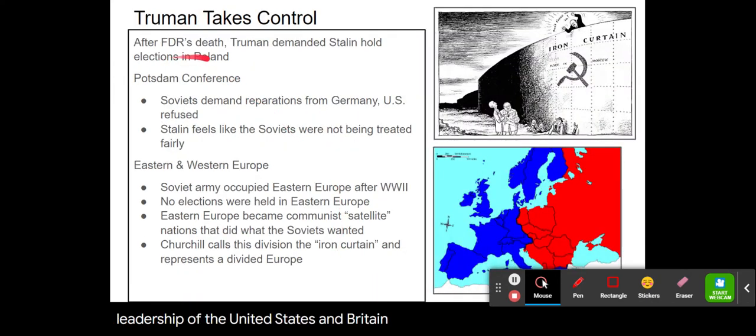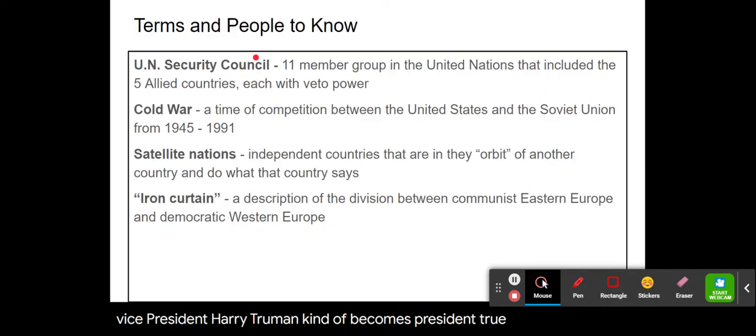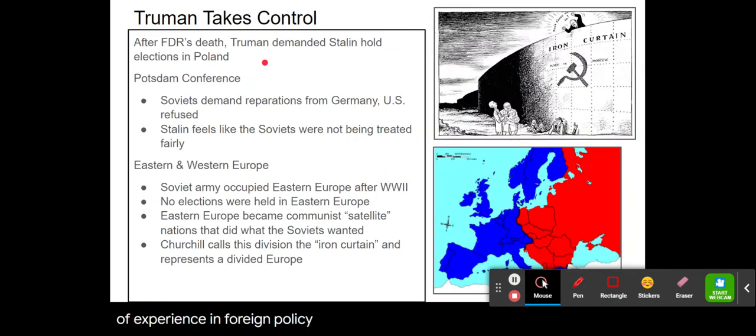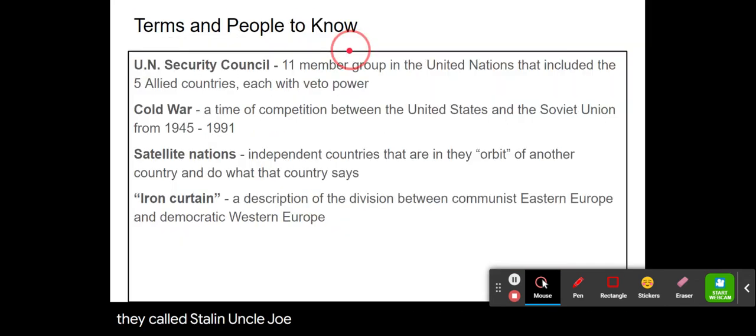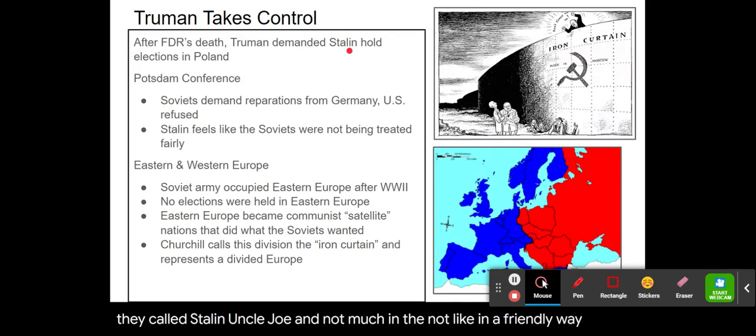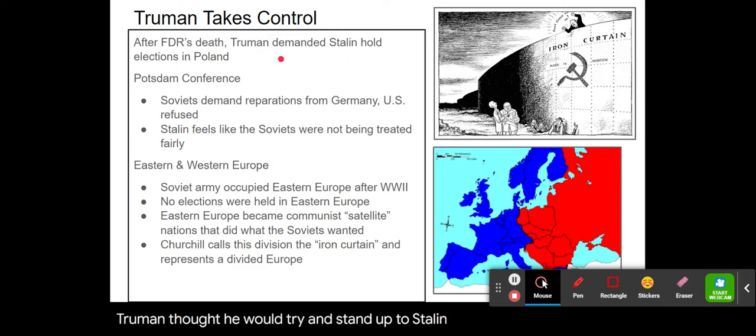All right, so FDR dies shortly after Yalta, and his vice president, Harry Truman, becomes president. Truman didn't have a lot of experience in foreign policy, and so he wanted to stand up to Stalin and be aggressive because many Americans saw the Soviet Union as a threat. They called Stalin Uncle Joe, and not in a friendly way. So Truman thought he would try and stand up to Stalin by demanding that they hold elections in Poland. And of course, that never happens, but he wants to take that stand.